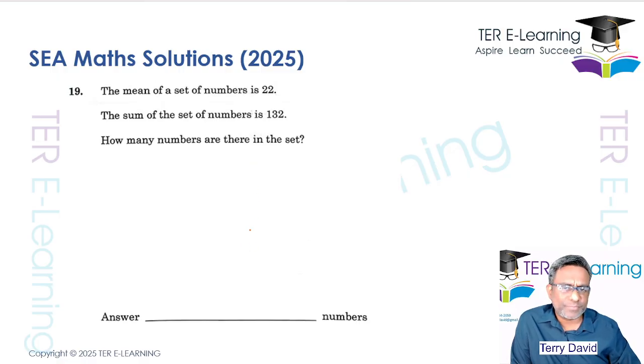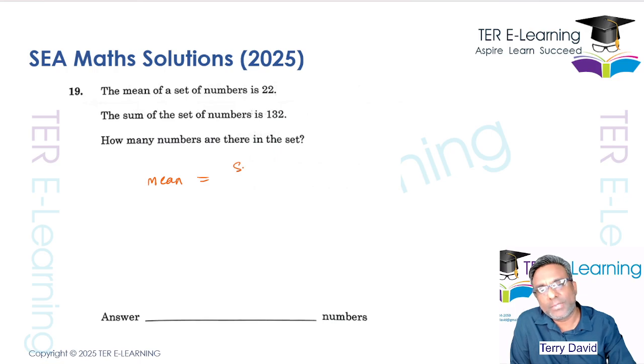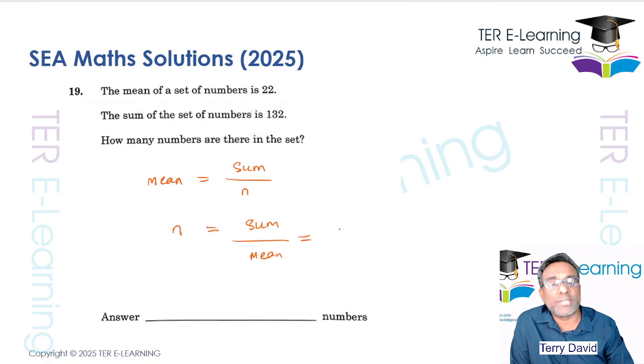Question 19. The mean of a set of numbers is 22 and the sum of the set of numbers is 132. How many numbers do we have? So if you all recall, mean, right, is simply your sum over your number of numbers that we have. So if you want to get n, the number of numbers, all we're going to do is take the sum of all the numbers that we have, and divide that by the mean, right? So in this case, the sum of the numbers is 132, right? And this here is 22.